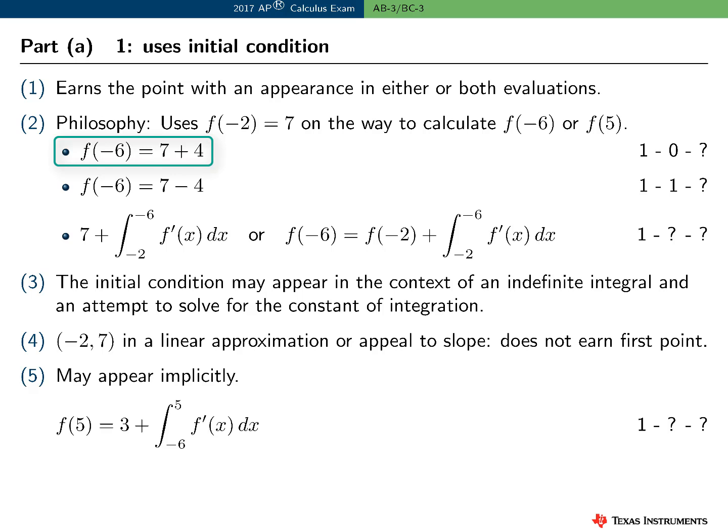In this first case, the student has used the initial condition, but they've added 4 instead of subtracted 4. But they still get the first point. They've used the initial condition. In the second example, the student would actually earn the first 2 points, because not only have they used the initial condition, but they have the correct numerical answer. It's not simplified, but it doesn't have to be.